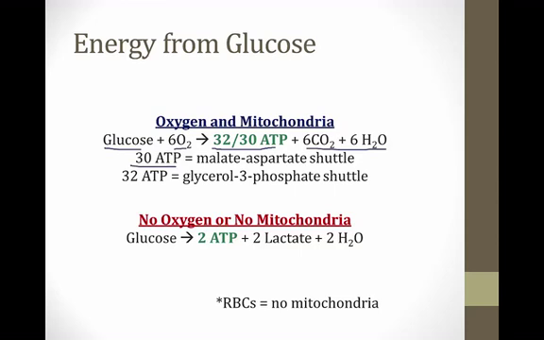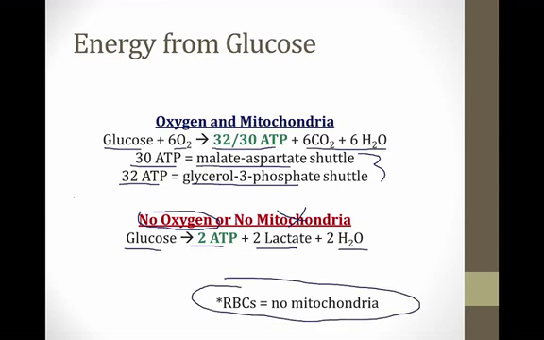Cells can generate 30 ATP molecules if they use the malate aspartate shuttle to get molecules into the mitochondria. They can get 32 ATP molecules if they use the glycerol 3-phosphate shuttle. And I talk about both of these in the module on oxidative phosphorylation. If there is either no oxygen present for oxidative phosphorylation, or if you're talking about a red cell which lacks mitochondria, then glucose can be converted into a net of 2 ATPs plus lactate plus water. And as I said before, red blood cells don't have mitochondria, so this process is very important for red cells.